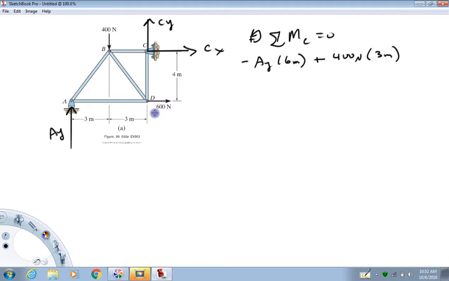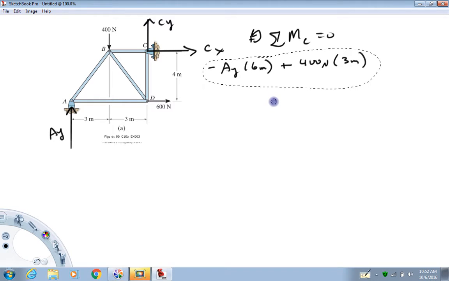Next force to consider is this 600 newtons here. Boy, I'm running out of room. This computer I use is kind of cool for this. Need a little more room to write my equation there.